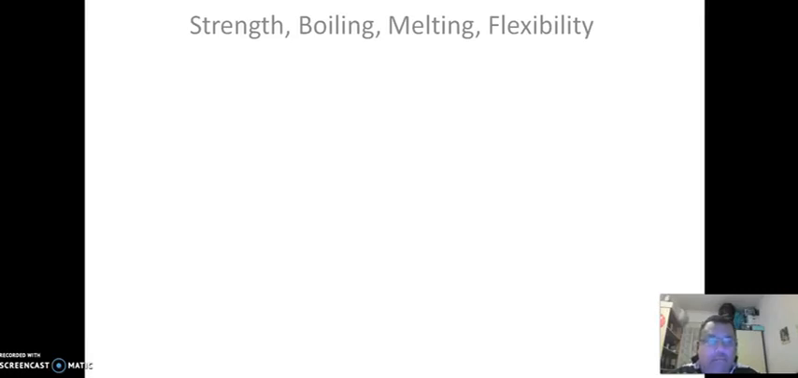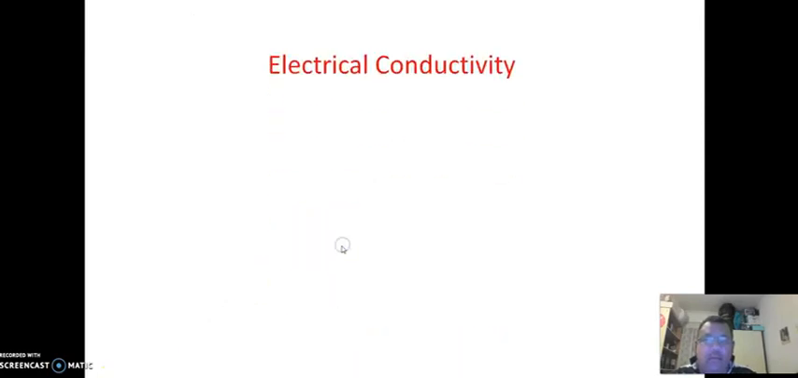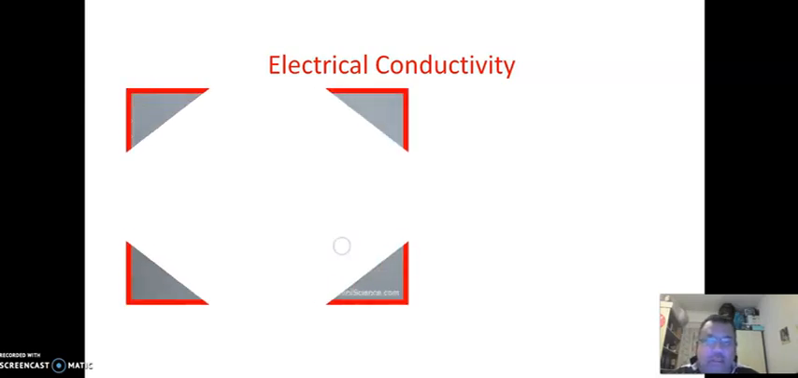Right. Last week we spoke about properties of materials. We spoke about the strength of materials, boiling point, melting point, as well as flexibility. Now, today we are going to look at electrical conductivity. Now, what do we need to know with regards to electrical conductivity?